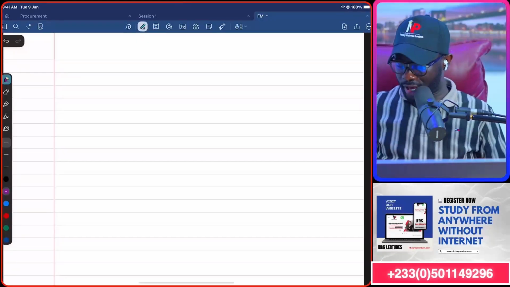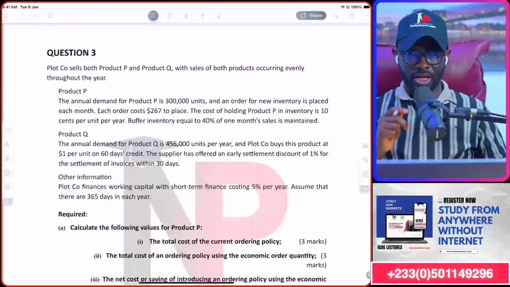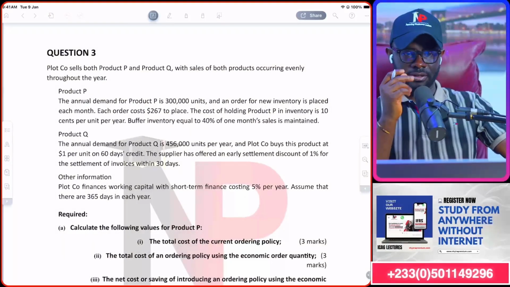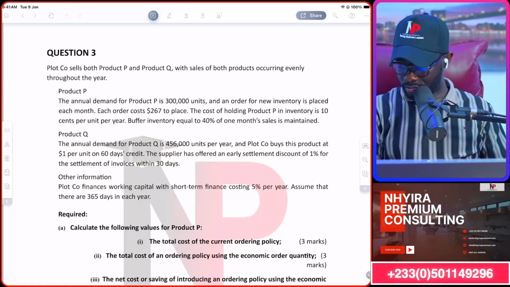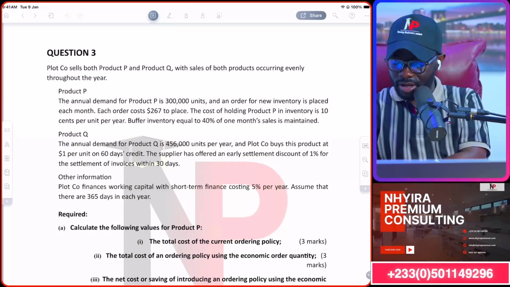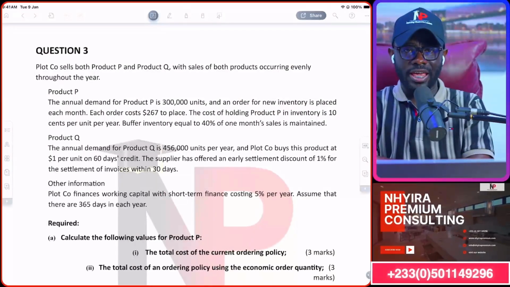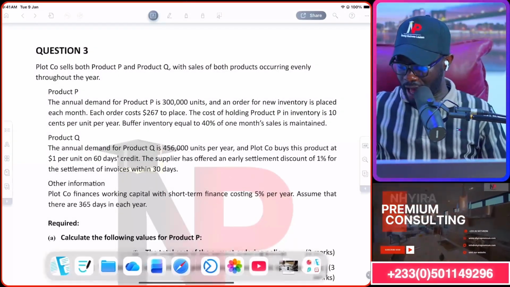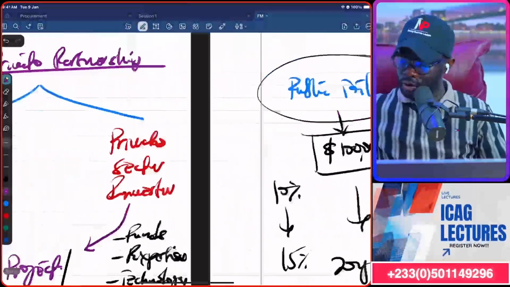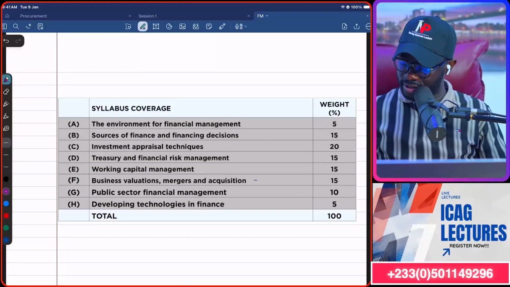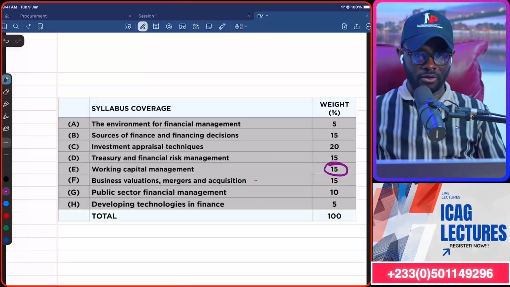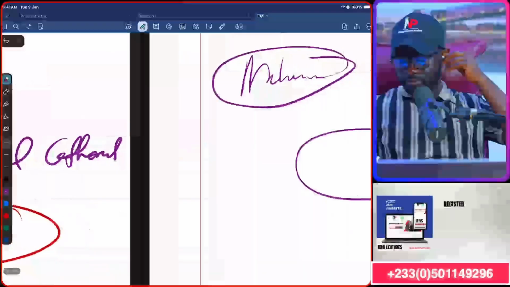So let's come to working capital management, and we are looking at this particular question. You can download the question under this video on the portal. Question number 3, Plot Co under working capital management. Remember, as per the syllabus breakdown, working capital management is a 15 marks area that we need to be mindful of. Done deal waiting for us.